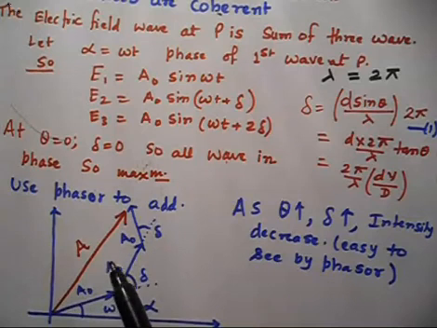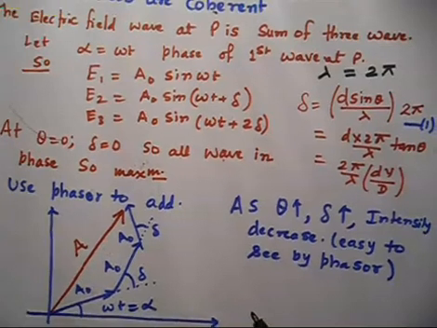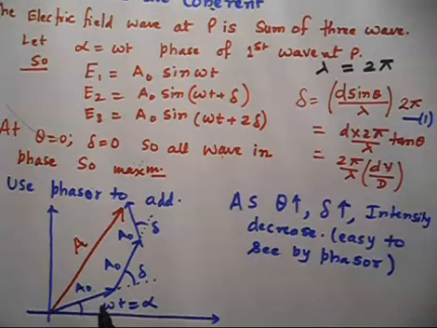The 3 waves have amplitude A naught. This will give the resultant wave. Now you see, there are 2-3 important points. If I want to find the resultant, I have to take the component of this vector, the component of this vector, and the component of this vector, and then I have to add.